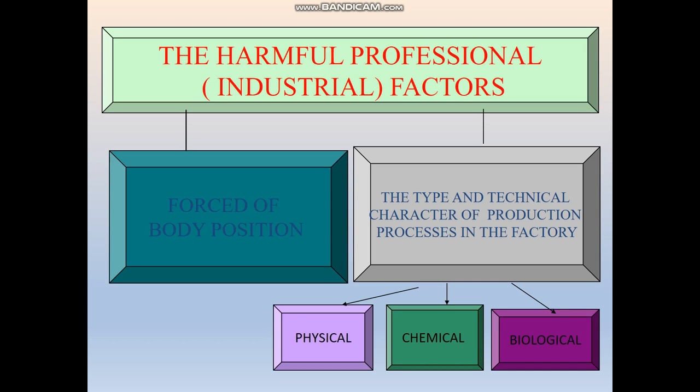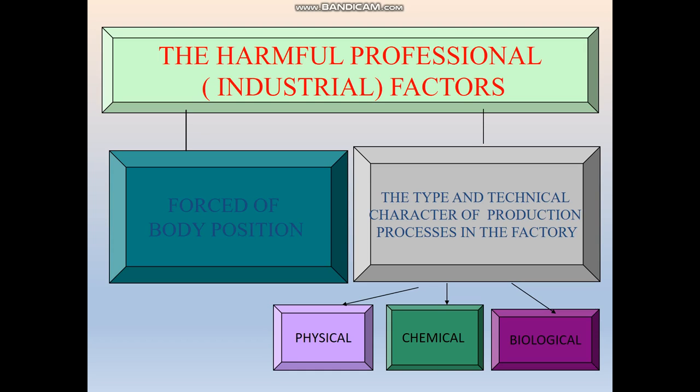Physical: air temperature, air humidity, air velocity, thermal radiation influence on the worker organism, non-ionizing electromagnetic fields and radiation, electric fields, constant magnetic fields, electromagnetic radiation of the radio frequency range, electromagnetic radiation of the optical band, for example including laser, UV radiation, industrial noise, ultrasound, infrasound, vibration, lighting, and others.